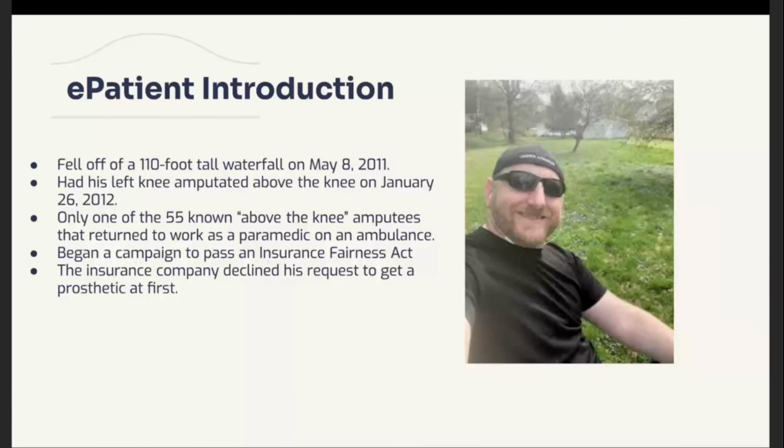Our e-patient Joe fell 110 feet off of a waterfall on May 8, 2011 and chose to have his left knee amputated on January 26, 2012. He is one of the 55 known above-the-knee amputees to return to work as a paramedic on an ambulance. He began a campaign to pass an Insurance Fairness Act nationally to ensure that all amputees can receive the best prosthetic for their lifestyle and allow them to return to a high quality of life. His doctor had declined his request since his leg still had a pulse and was healthy. Since his request was declined, he resorted to getting support from social media.